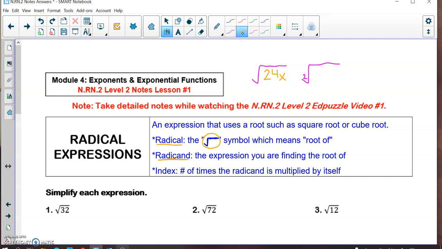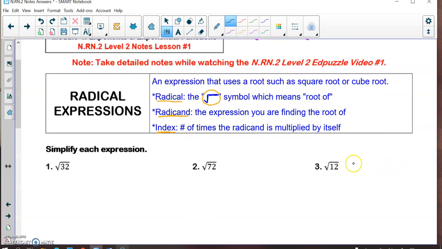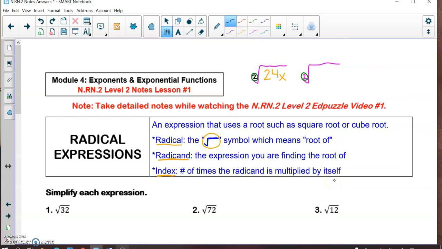And then we have the index. The index is this little number here that's in this little hook. If there is no number in the little hook, like in the first one here, then there technically is an imaginary 2. When we are doing radical expressions, you will never have a hook with an index of 0 or 1. So if there is no index, like you see in numbers 1 through 3, then technically there's a little imaginary 2 there, and that means square root.